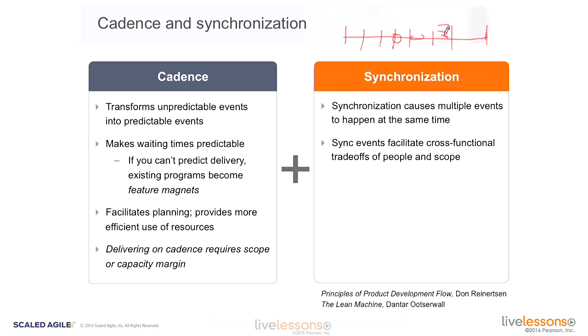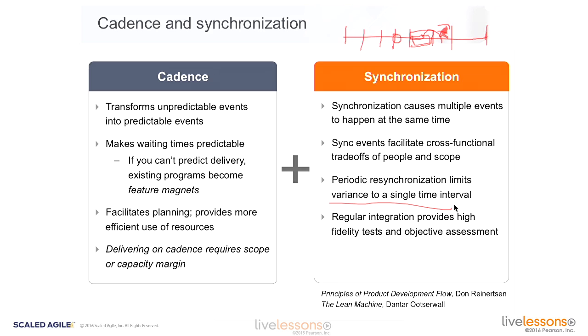We're all good feature teams, and we're going to just jump on this, and we're going to solve this problem. Okay, so I can facilitate that. And people can decide to work with other people. I can change scope because now I know exactly what the synchronization points are. Periodic synchronization limits variance to a single time interval. That is an important notion, and I'm going to cover that in just a second, but I don't have to cover it now. Regular integration, that's a synchronization point, provides high fidelity tests and objective assessment.